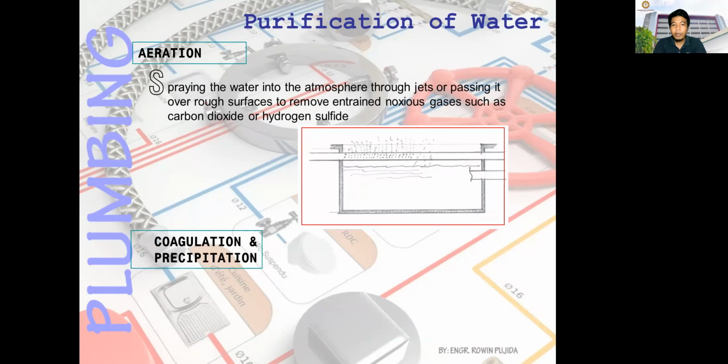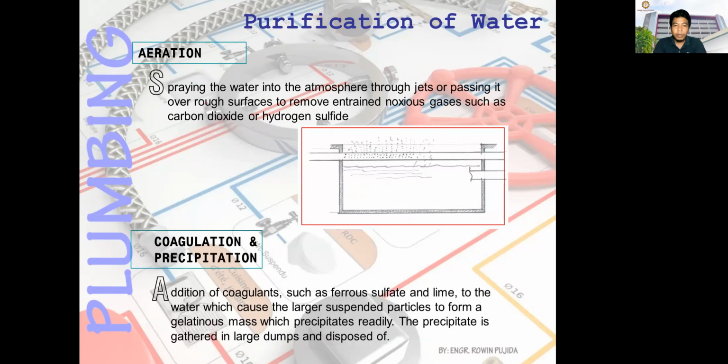For coagulation and precipitation, coagulants such as ferrous sulfate and lime are added to the water, which cause the larger suspended particles to form a gelatinous mass which precipitates readily. The precipitate is gathered in large dams and disposed of. That is the process.